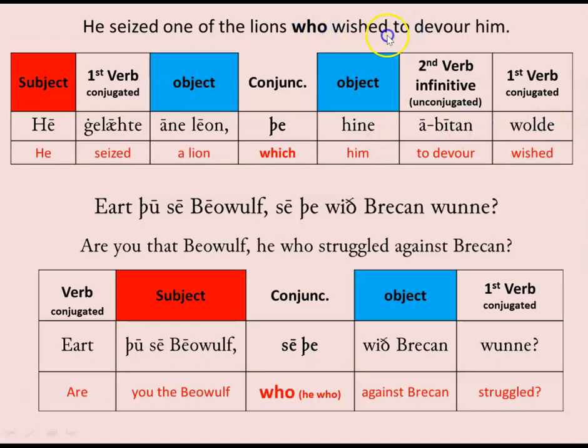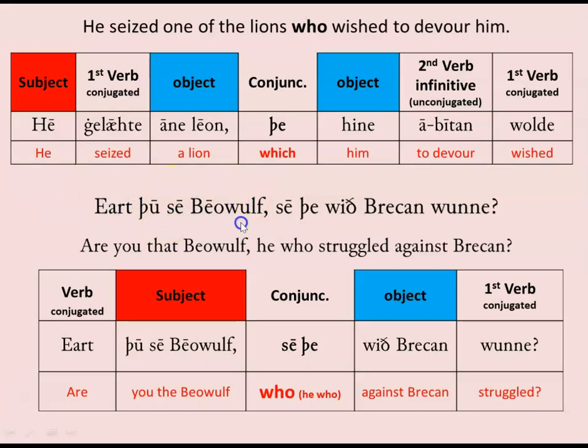So in the secondary clause here, the first verb is wished, so we need that past tense there. Third person past tense, walde, wished. And then devour him, we simply need that in the infinitive form. That goes in the second last place. All the verbs at the end in a dependent clause. What else is there? As soon as you see the word hina, you can know straight away it's in the accusative.